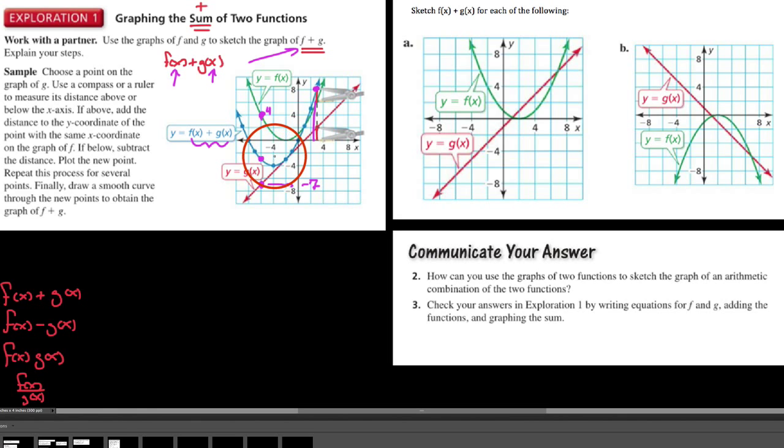So basically, in order to add two graphs, I guess graphically, what we're going to do is add the y values of the original graphs together to get the new y value of the sum of those two graphs. So let's take a look at this example that I have here. It says sketch f of x plus g of x for the following graphs. This one will look a little bit cleaner because we don't already have the sum of these two graphs on there, but you can see clearly that our green graph is f of x and our red graph is g of x, and we have a linear and a quadratic.